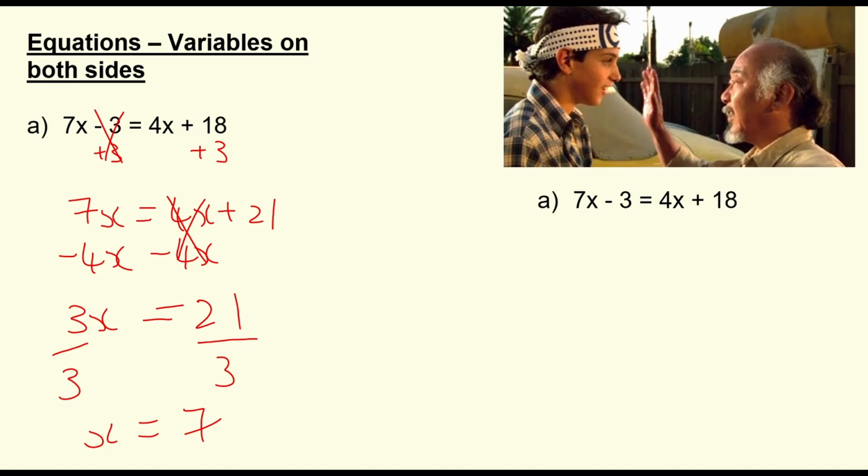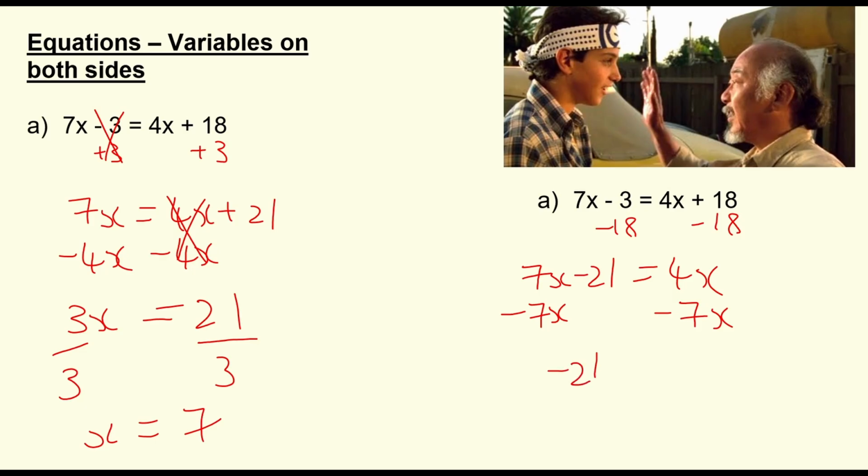Now what if I'd done it the other way? What if I'd decided to minus 18 from both sides? So that now cancels out the 18 and I've got 4x. And now I've got 7x minus 3. You can see why I like to get rid of the negatives rather than get rid of the positives, because I've now got to do minus 3 minus 18, which is minus 21, by the way. This now means I've got to get rid of 7x on both sides. I've now got minus 21 equals minus 3x.